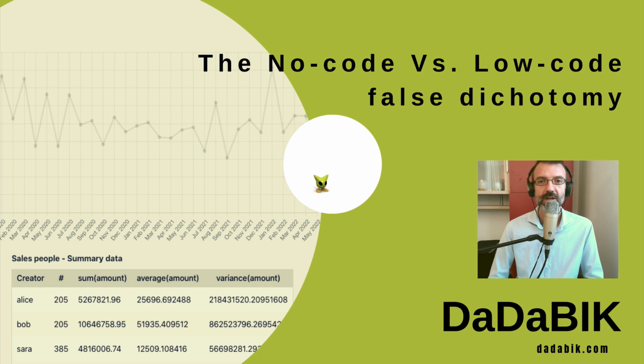I'm Eugenio Tacchini, founder of DaDaBIK. DaDaBIK was one of the very first no-code, low-code web platforms, first released in 2001 and still here. So I've been in the no-code, low-code world for more than 20 years, not only as founder of DaDaBIK, I've also used as an end user several other platforms.